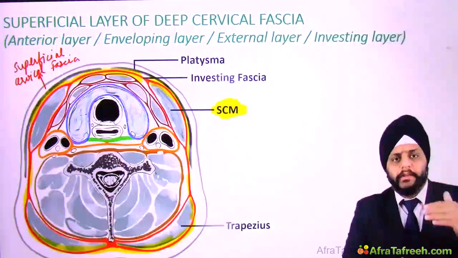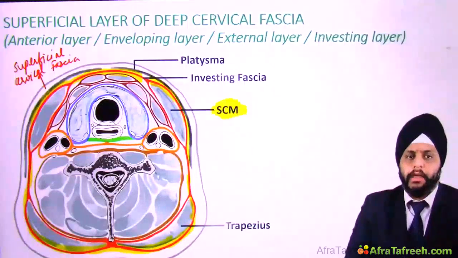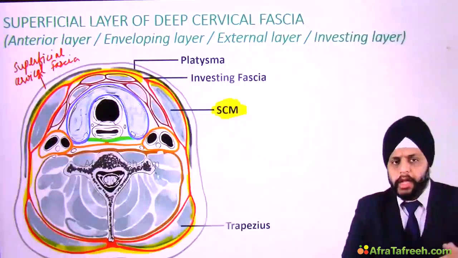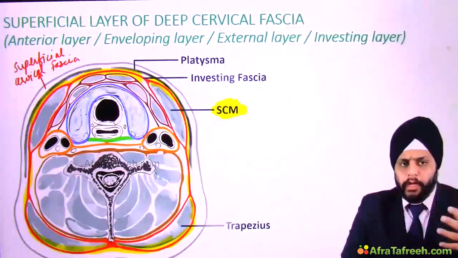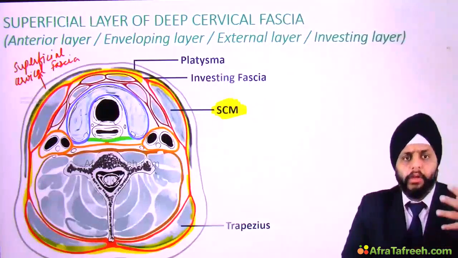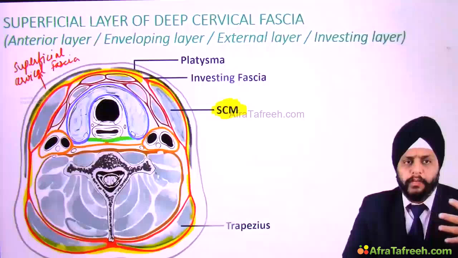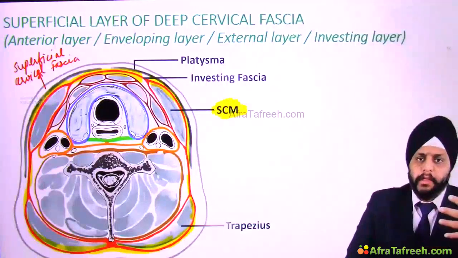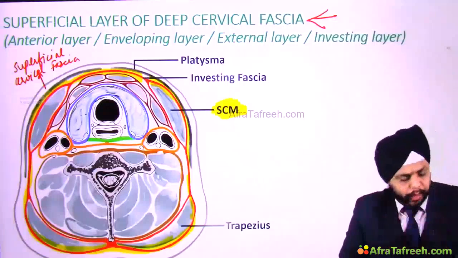So this is the subplatysmal plane where whenever we operate and do any neck surgery such as a thyroid surgery, or the lymph node surgeries, so we have to do a radical neck dissection or a modified radical neck dissection, we always raise our flaps, the skin flap, in the subplatysmal plane. Subplatysmal plane means that we are operating in the superficial layer of deep cervical fascia, right?